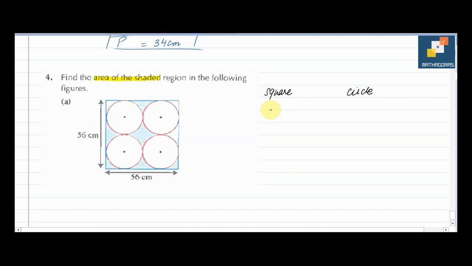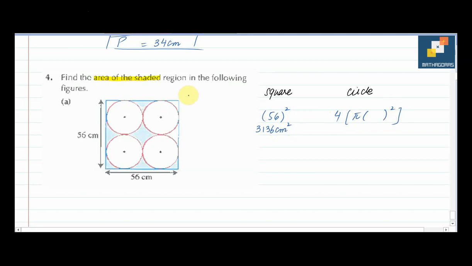Now the area of a square is length square, and length is what? 56, so it's 56 square. And if you find the value of 56 square, it's 3136. That is the area of the square. How many circles do we have? There are 4 circles, so the working formula is pi r square, and since there are 4 circles, we need to multiply by 4. Now the question is, what is the radius?